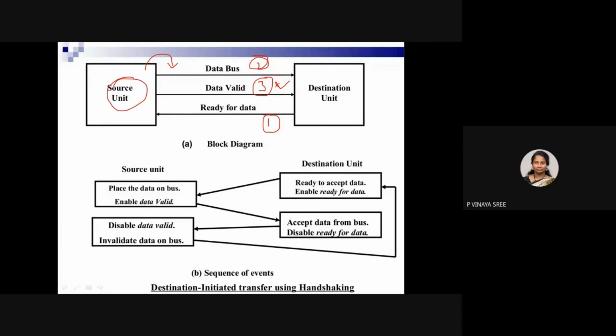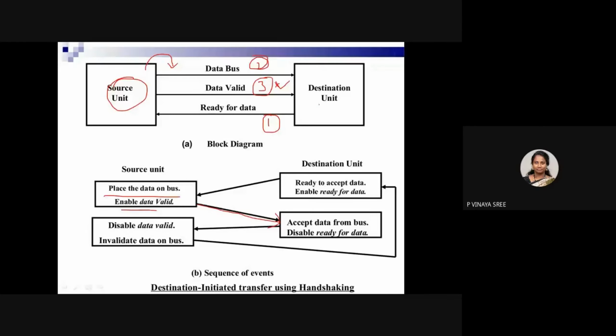So this is based on the source unit. This is the sequence of events. First the destination unit is ready to accept data, so once it is ready, it enables ready for data. After enabling it, the signal will be received by the source unit. Upon receiving the signal, immediately the source unit will place the data on the data bus and it enables the data valid signal.